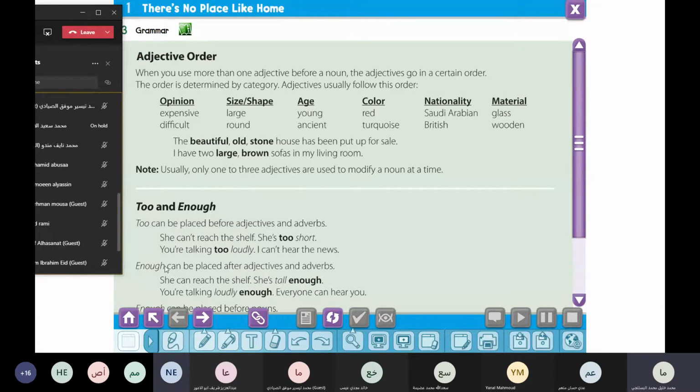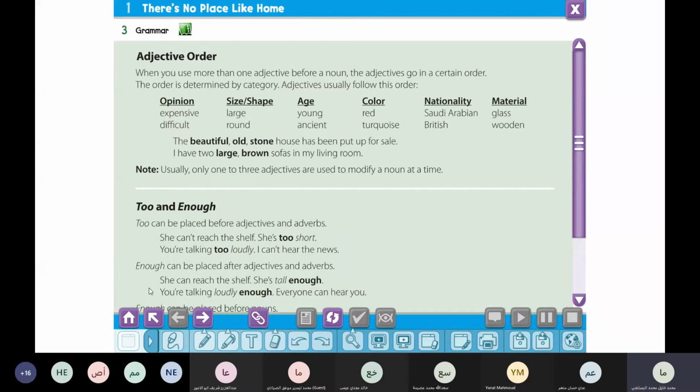Enough can be placed after adjectives and adverbs. She can reach the shelf. She's tall enough. You realize enough comes after the adjective. And it also comes after the adverb. You are talking loudly enough. Everyone can hear you. So this is the first place for enough.